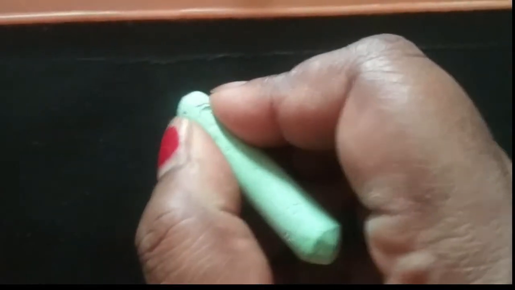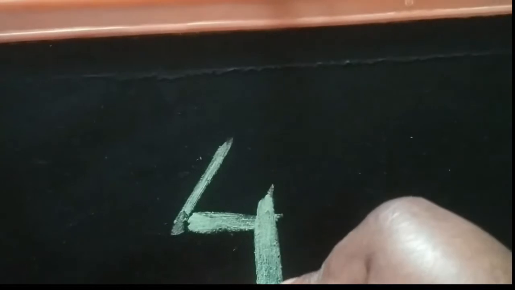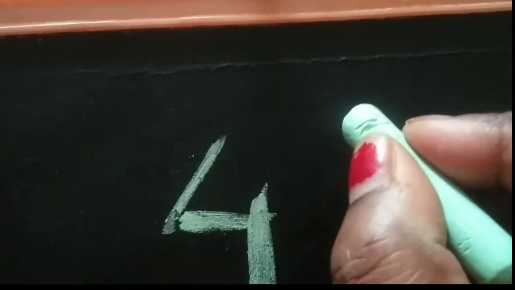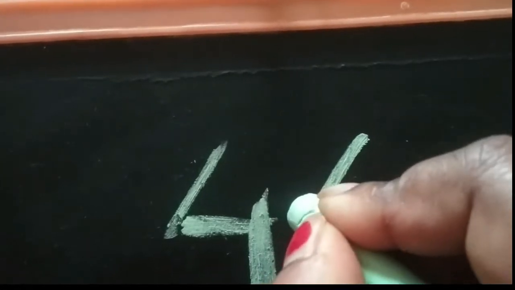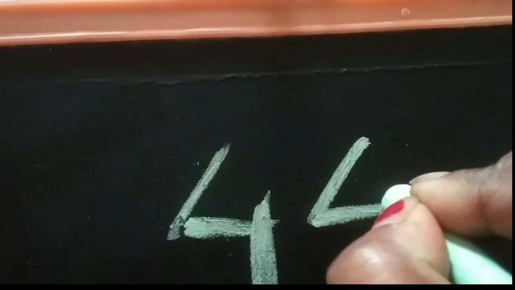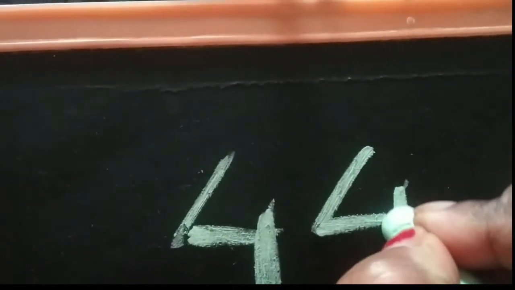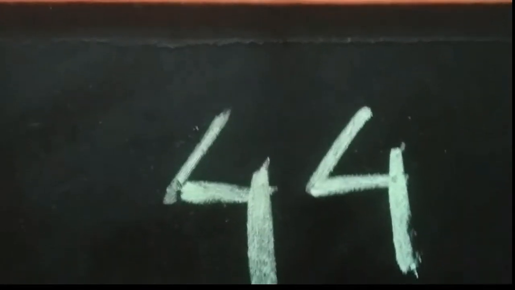We need one slanting line, one sleeping line, and one standing line. Again I will repeat. One slanting line, one sleeping line, and one standing line. That makes number 4.